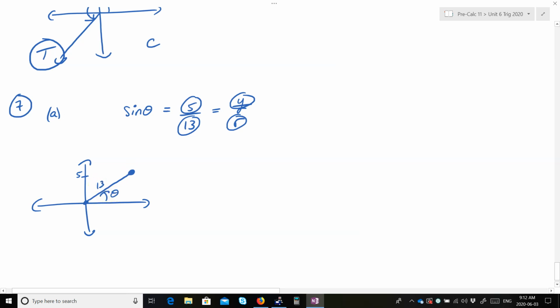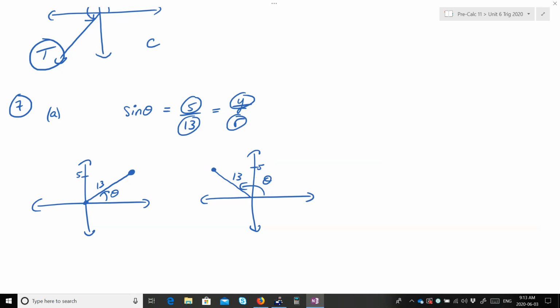Okay, so if the y-coordinate is positive 5, and the radius is 13, it could be like an angle here. Right, we don't know what x is. Or if you're at a y height of 5 and a radius of 13, the angle could be like this. Okay, so sketch a diagram to show two possible positions of the angle, so it could be either of those.